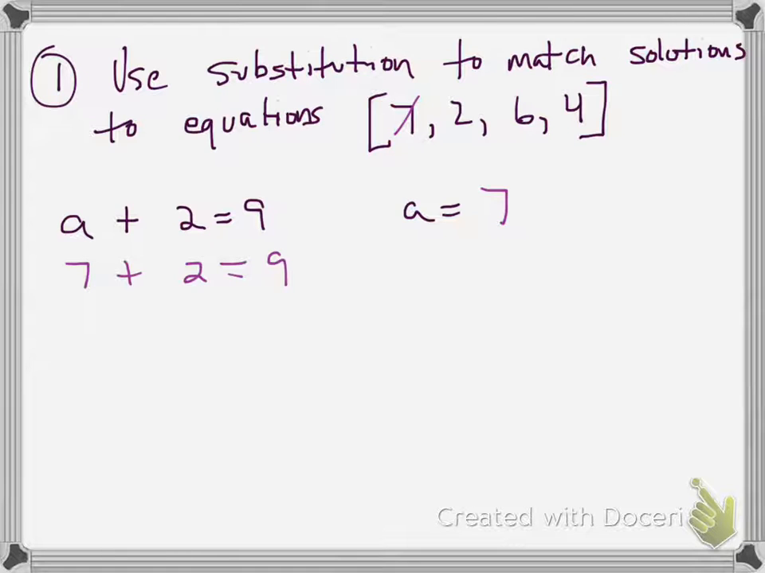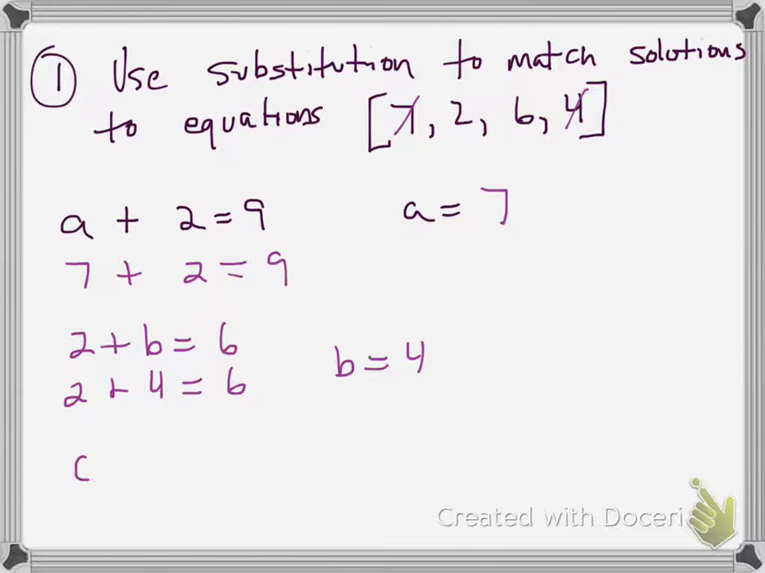The next one was 2 plus b equals 6. So I have to end up with 6. I have 2. So let's see, I could substitute in. It looks like it's going to be 4 to me. Let's see. 2 plus 4, does that equal 6? It does. So b is going to be 4.